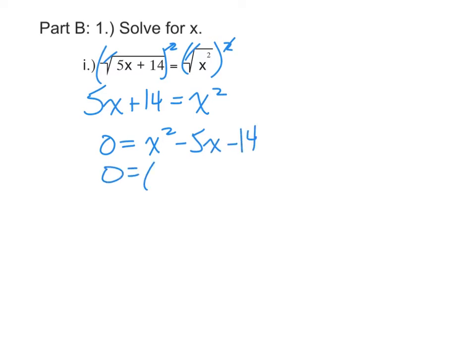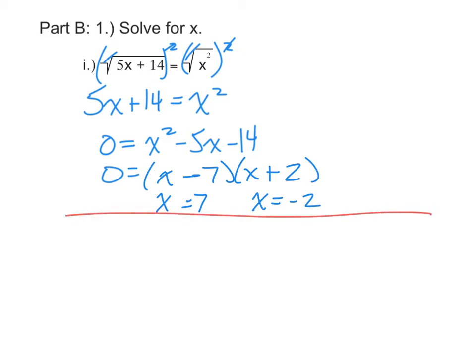Now we can factor this into x and x, and 14 factors into 7 and 2, so we'll need negative 7 plus 2. So for this equation, we'll end up with two solutions, x equals 7 and x equals negative 2. It's important that you check them both.